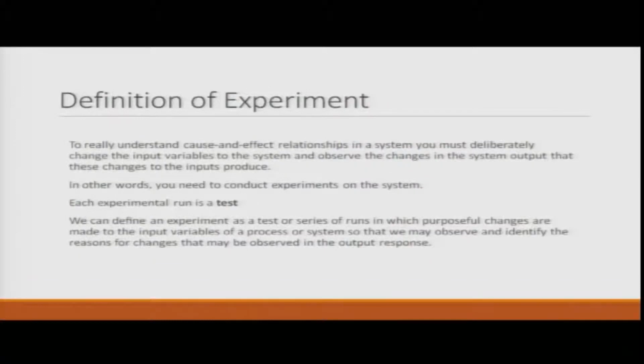So, the definition of basically what we mean by an experiment. To really understand the cause and effect relationship in a system, you must deliberately change the input values to the system and observe the changes as they are happening in the output, that these changes have been affected by the input change. So, for example, you are trying to utilize some type of temperature control, some type of humidity control, a different type of coolant, or a different type of catalyst which you are using for either a mechanical process or a chemical process, and you want to test what change in the output is happening for the input.